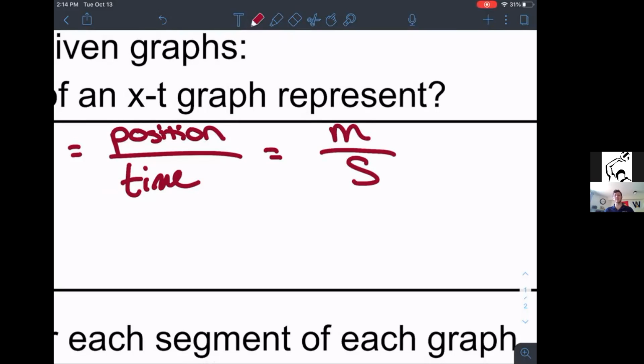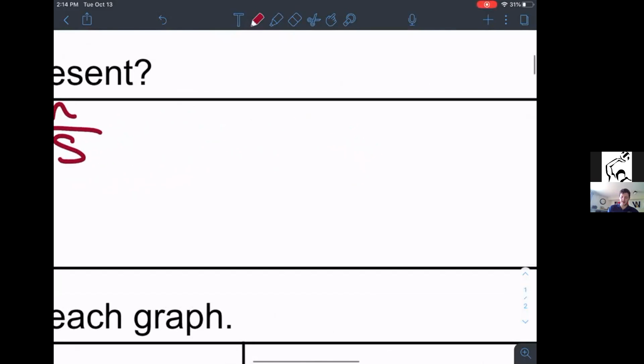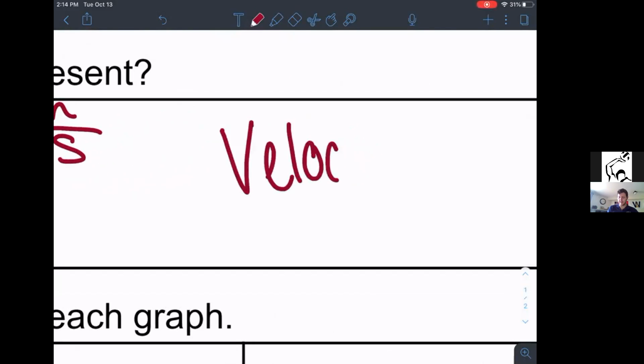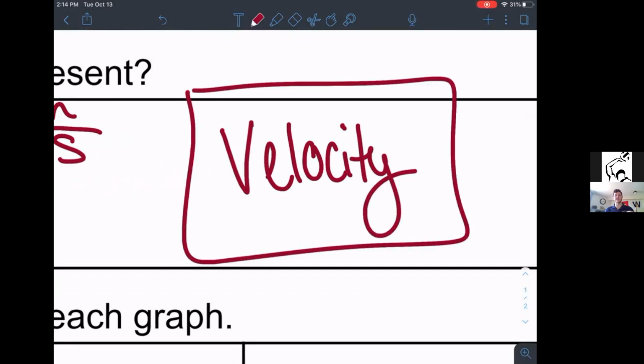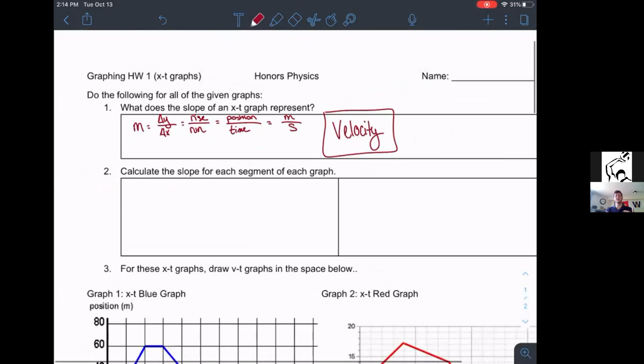And you should remember from any time in kinematics, whenever we talked about meters per second, we are talking about the velocity. So we're talking about the velocity of our object. Something is moving with some velocity. So now that we know when we say slope, we're really talking about the velocity. For question 2, we could even change this to say velocity right here. So we're calculating the velocity at each of these segments.